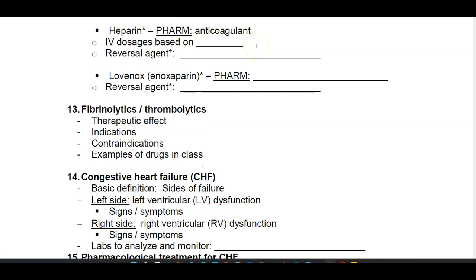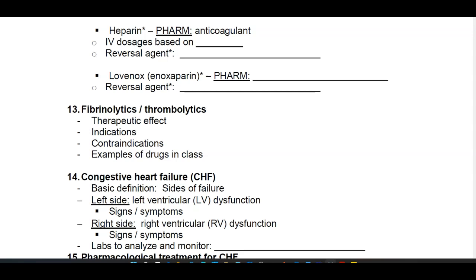Next is fibrinolytics or thrombolytics. Fibrinolytics or thrombolytics are different compared to anticoagulants, although I know a lot of people get confused on which one is which. Anticoagulants prevent clots from forming. Meanwhile, fibrinolytics or thrombolytics actually break down clots. So that's definitely a completely different therapeutic effect. Fibrinolytics break down, or lyse, clots.